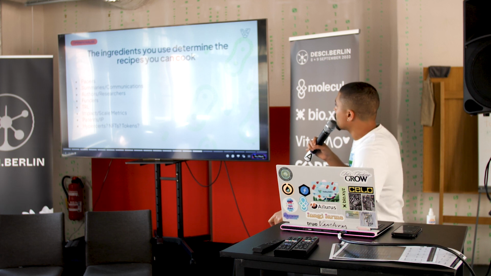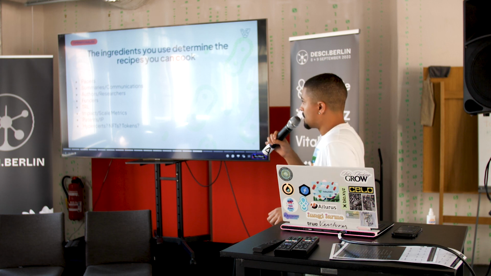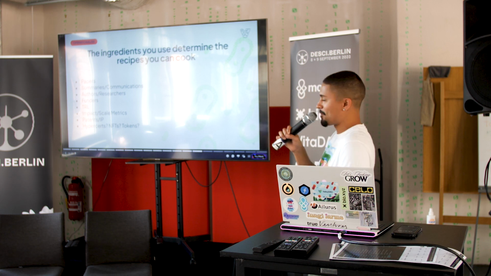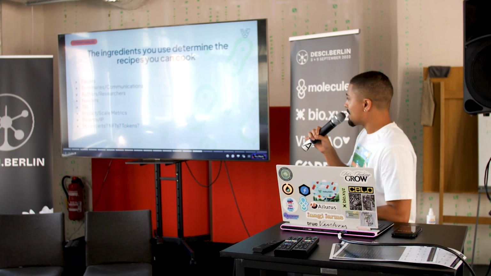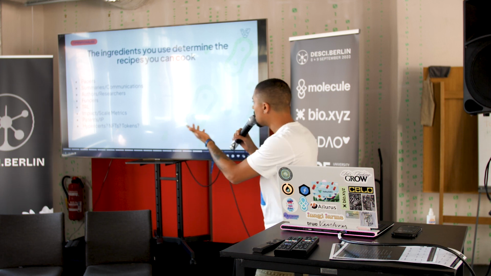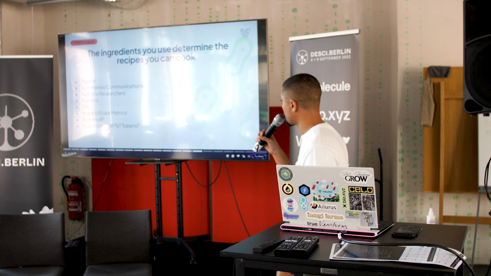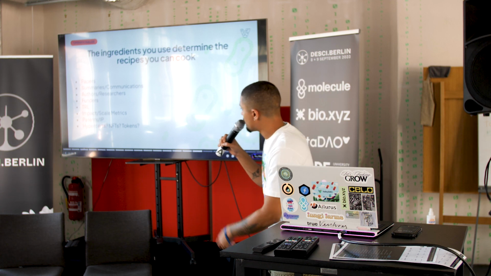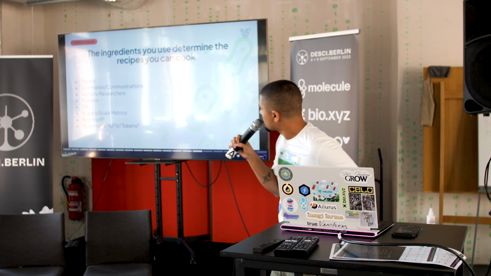But this is just to say the ingredients that you use when you're creating these tech trees determine the recipes you can cook. I'm quoting Martin here because he always talks about ingredients. So these are some of the ingredients that we looked at, including in our tech trees. Of course, papers, but also summaries of those papers and specific communications, maybe articles. Authors and researchers, linking those people to those papers and creating profiles for them.